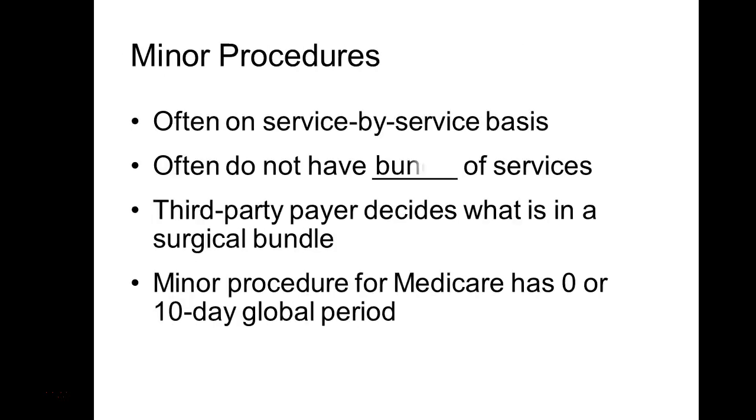Now, minor procedures often do not have bundled services. Most minor procedures, for things like Medicare specifically, have 0 or 10-day global periods. The major global period is 90 days for all major procedures. Minor procedures are going to be things like sutures, if someone has a laceration on their skin, taking a wart off by destruction, simple procedures that can usually be done in the office tend to have these 0 to 10-day global periods. I want you to just keep in mind, Medicare has very specific guidelines.